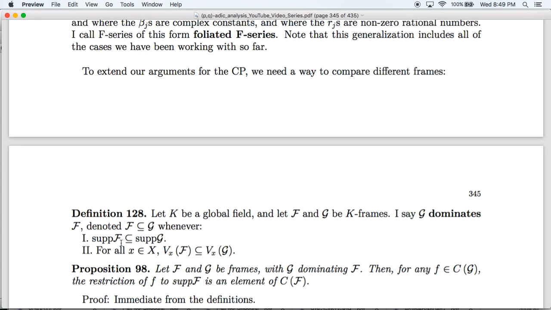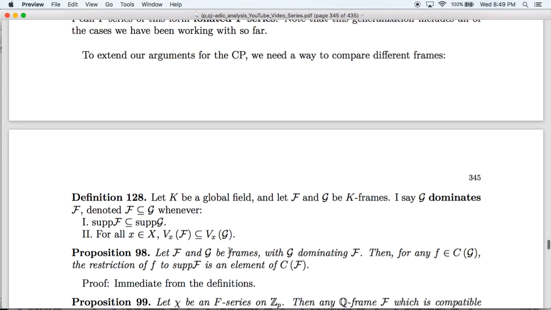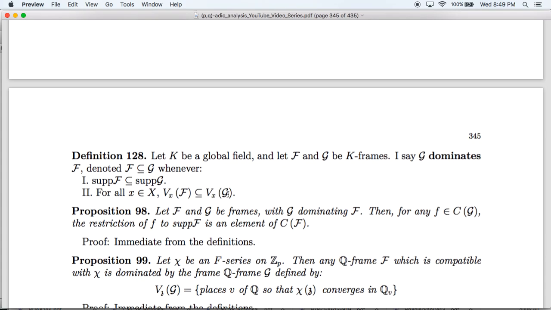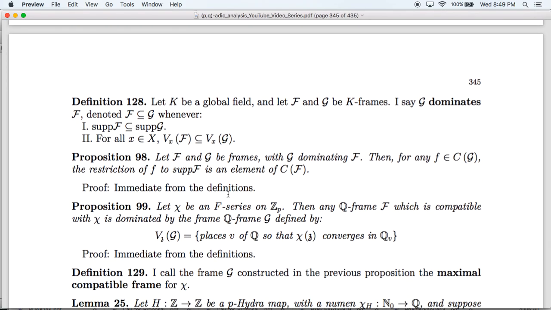Here, recall that the support of F is the set of points in X that we're keeping track of, where we have seminorms associated to them. And what this is saying is that whatever places F spits out at x, G spits them out too. So then the proposition is, let F and G be frames with G dominating F. Then for any F that is compatible with G, the restriction of F to the support of big F is compatible with big F, and this is immediate from the definitions. So now, specifically, let chi be an F-series on Zp, like a foliated, but in general foliated.